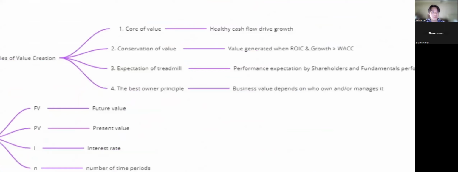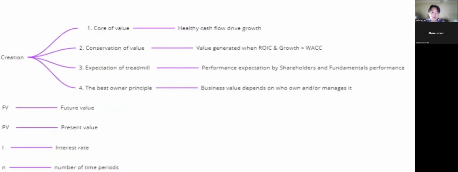The second is the conservation of value, where value is generated when the return and growth are bigger than the WACC. The third is the expectation of treadmills, which is the performance expectation by shareholders and fundamental performance. The fourth is the best owner principle. Basically, business value depends on who owns or manages it.